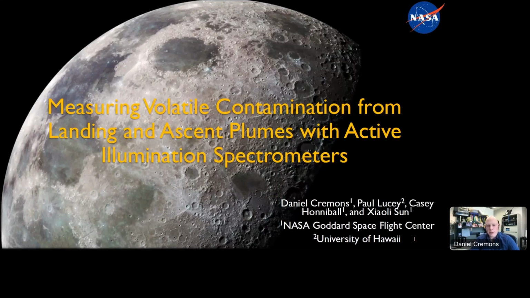So I'm going to be talking today about what I call volatile contamination. Maybe that's not the right word for it, but really we're looking at using a new technique, or a series of new techniques, that I call active illumination spectrometers, to understand how the volatiles that come out of these landing plumes impact the surface and spread across it, in both the local and the further extent regimes, and how we've got two new instruments in development here at Goddard to help do that.